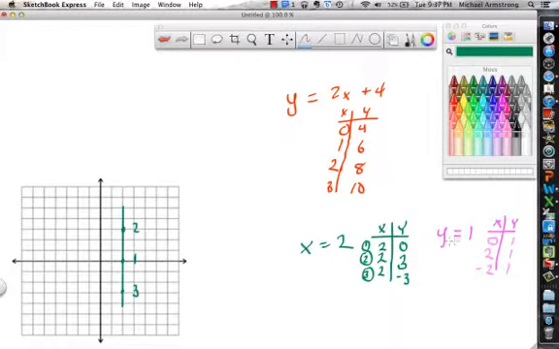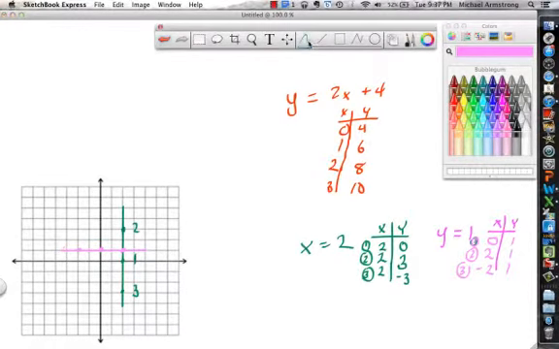And the opposite is true with the pink one. This is the first point, this is the second point, and this is the third point. 0, 1 means I go 0 in the x direction, and 1 in the y direction. 2, 1 means I go 2 in the x direction, 1 in the y direction. And -2, 1 means I go -2 in the x direction and 1 in the y direction. And draw a line, I get a horizontal line.